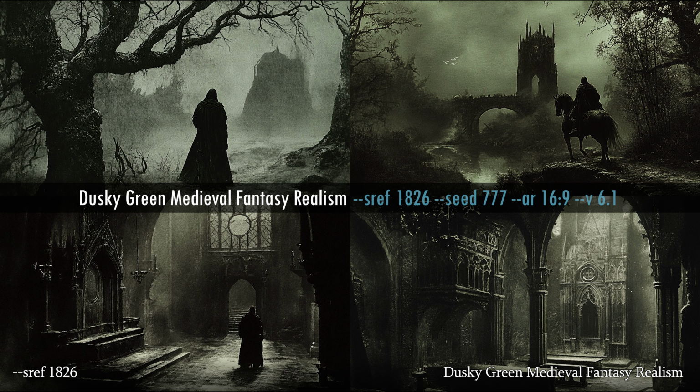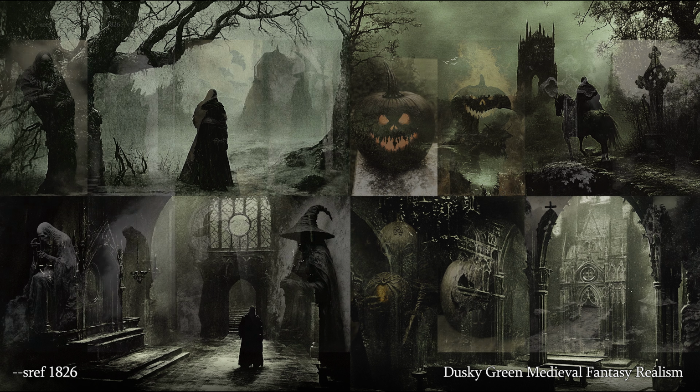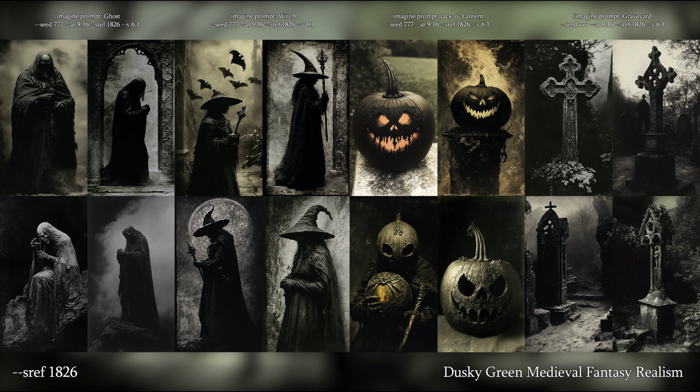1826. Dusky Green. Medieval Fantasy Realism. This looked like a dark and mysterious style. This style seems to favor dark figures without visible faces. The jack-o'-lanterns look really cool and different. Like coated with metal or something.